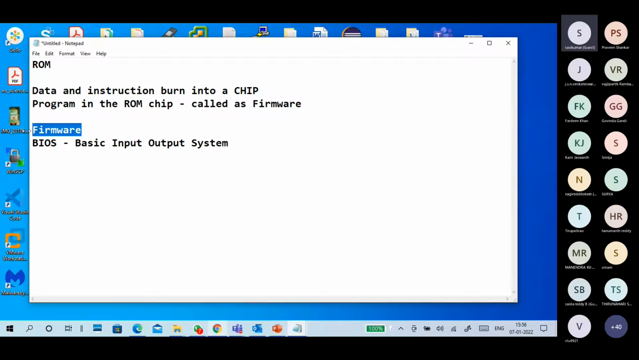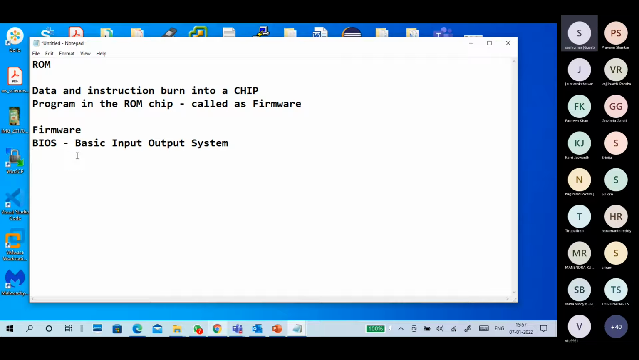So what is this firmware? Every device, whether a basic mobile phone, a smartphone, a computer, a laptop, an AC, anything, when you power on the system, how it should function and what the first function it has to do is defined by the firmware only. So different firmwares are there.